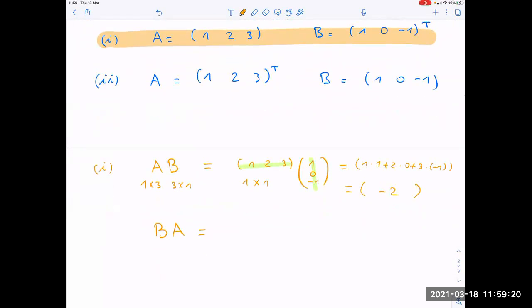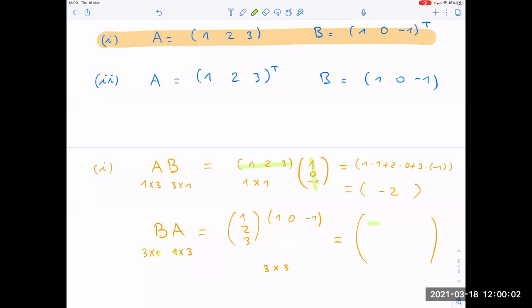How do we decide? Well, this is a 3 times 1 times a 1 times 3. So yes, I can compute, right? Because the middle ones are equal. And the size, Alberto Eusebio, yeah, you are correct, is going to be a 3 by 3 matrix that I compute as 1, 2, 3 times 1, 0, minus 1. And now let's perform the computation using the definition. Just for the first time we do this, you have to multiply row by column.